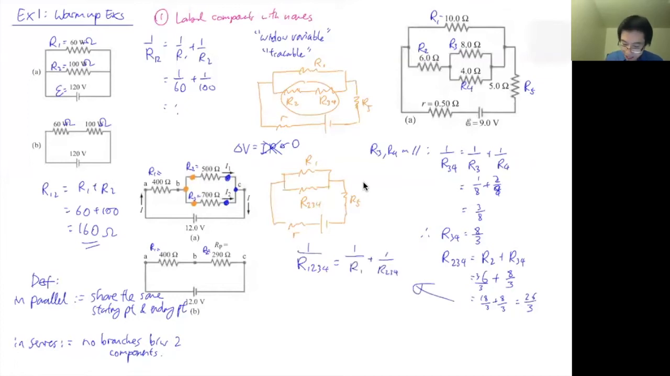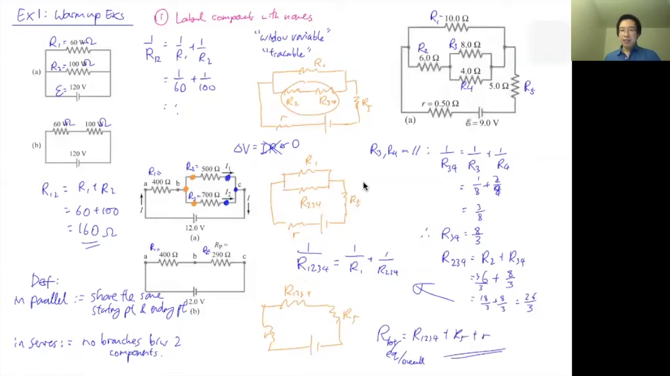So after you've combined this, you have R1, 2, 3, 4, R5, little r, and now you can do them all at once, right? Because they're all in series now. So you can finish this off with R total, or R equivalent, or R overall, whatever you like to call it, as R1, 2, 3, 4 plus R5 plus little r. Okay. And plug in all the numbers, you get. All right. Now, if I add to this question, what is the current that goes through here?